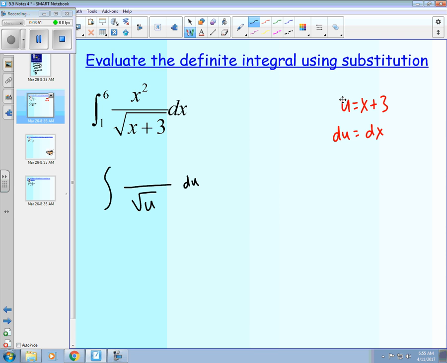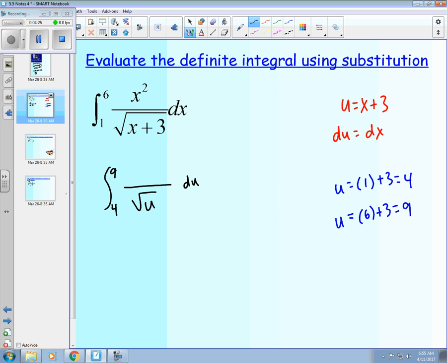Remember that we need to also change our limits. So we have 1 and 6 right now as our limits. We would have to change those. So if we plug 1 into here, we get 4. So our new lower limit would be 4. If we do the same thing with our upper limit, we would get 9. So that would be our new upper one.